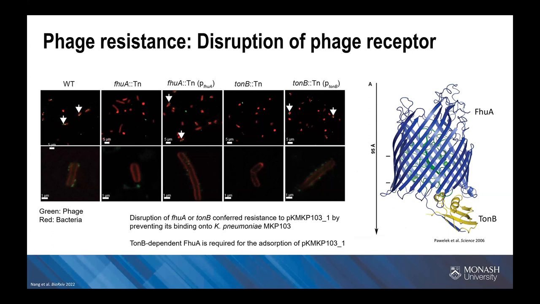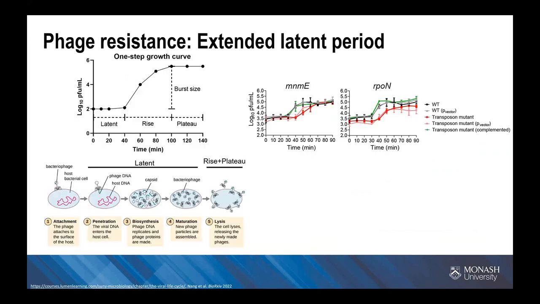From this study, we identified a resistance mechanism that is associated with phage binding. We found that the disruption of either fluA or tolB gene in this bacterial strain prevents the binding of the phage. FluA has actually been frequently reported to be a common binding site for E. coli phages. Here, we show that the TolB-dependent fluA conformation might be important for the adsorption of this phage to our bacterial strain.